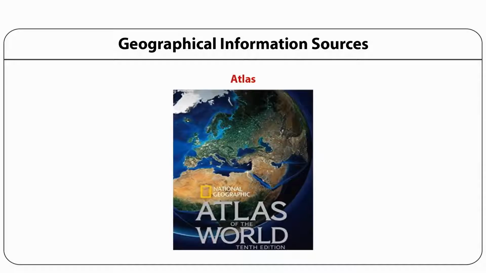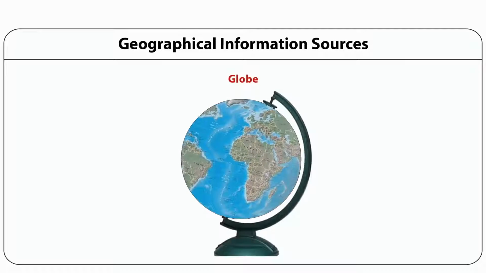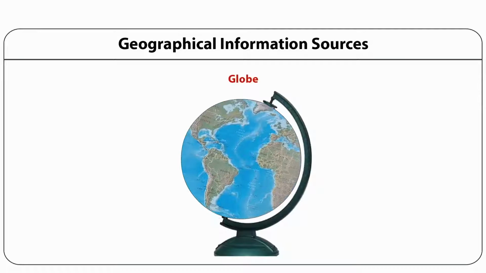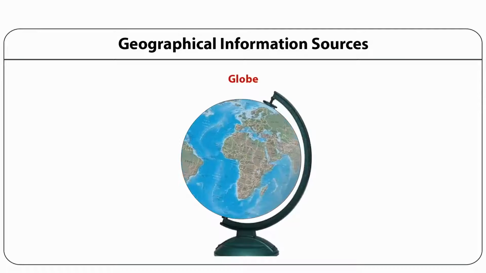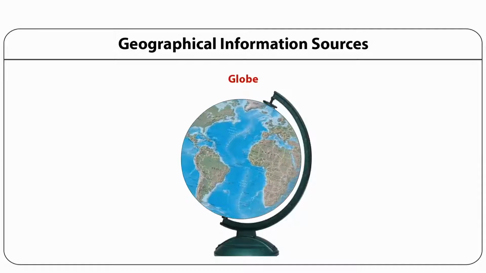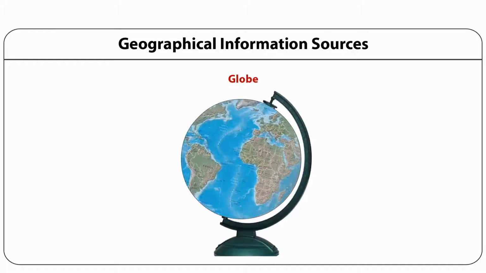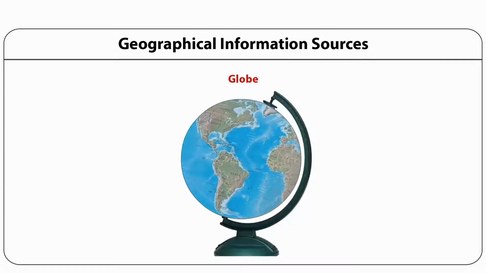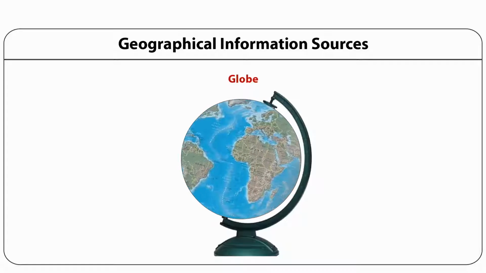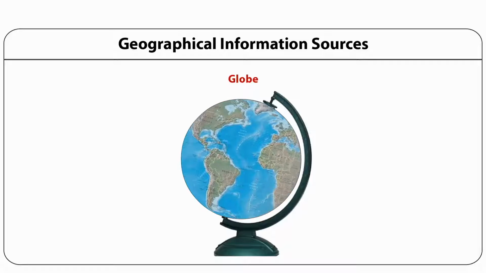Atlas. A book showing a collection of maps is called an atlas. Globe. A globe is a map that has been pasted or printed on a hollow sphere. Only a globe can give a correct picture of the earth as a whole, as the surface of the globe is rounded like the earth's surface. A globe represents all parts of the earth's surface correctly.